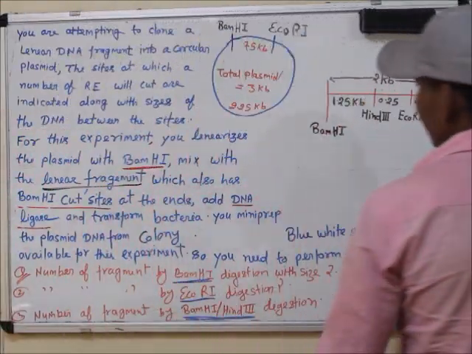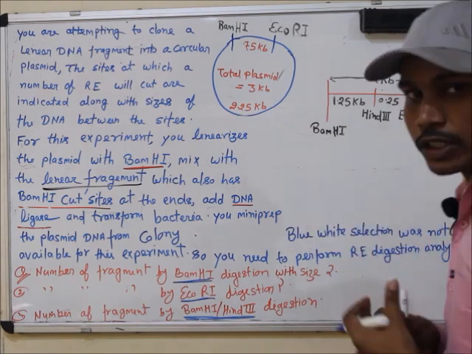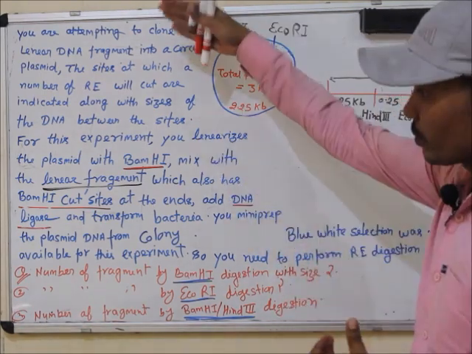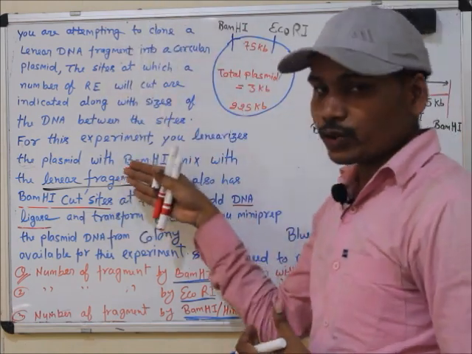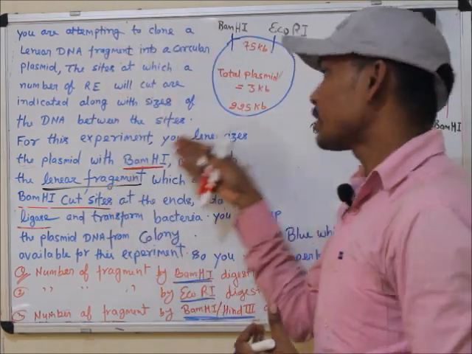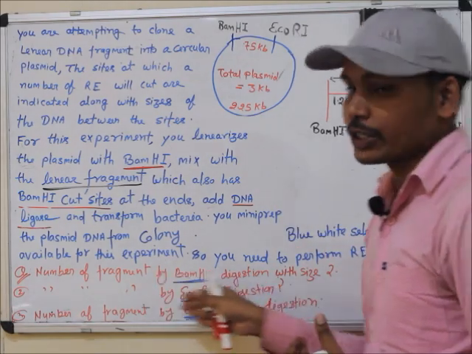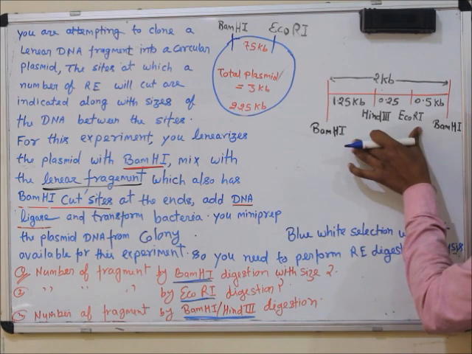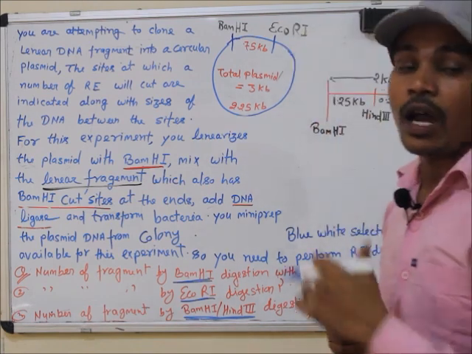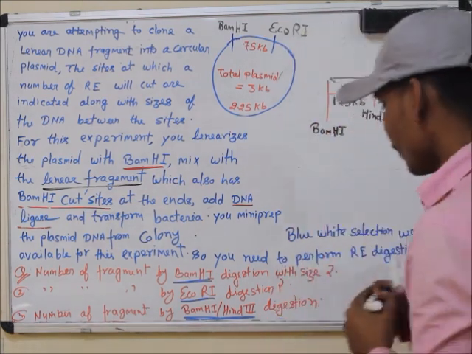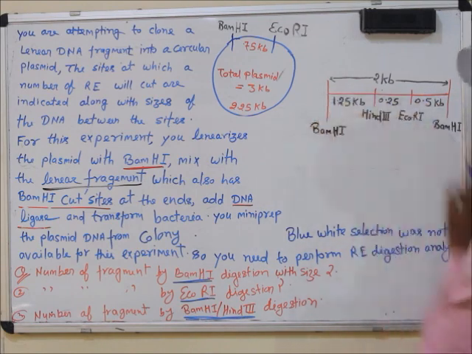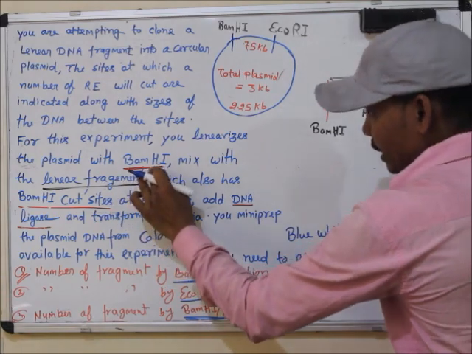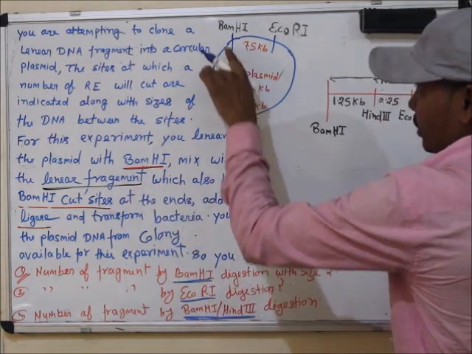Restriction mapping can also be asked in the question. What is the restriction map? See these questions, and I will solve all of them. First, what is transformation and how does transformation take place. There is the fragment, and say BamHI digestion.